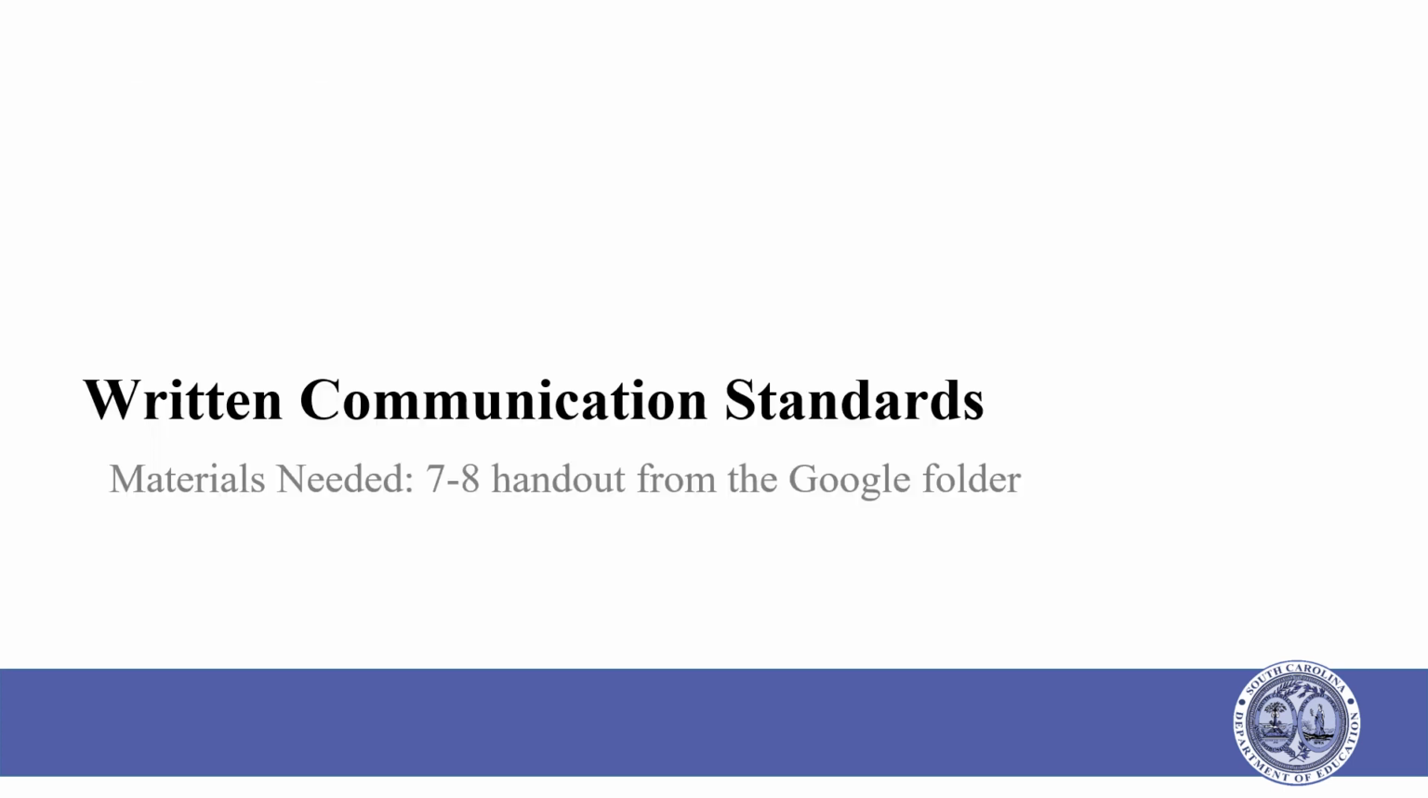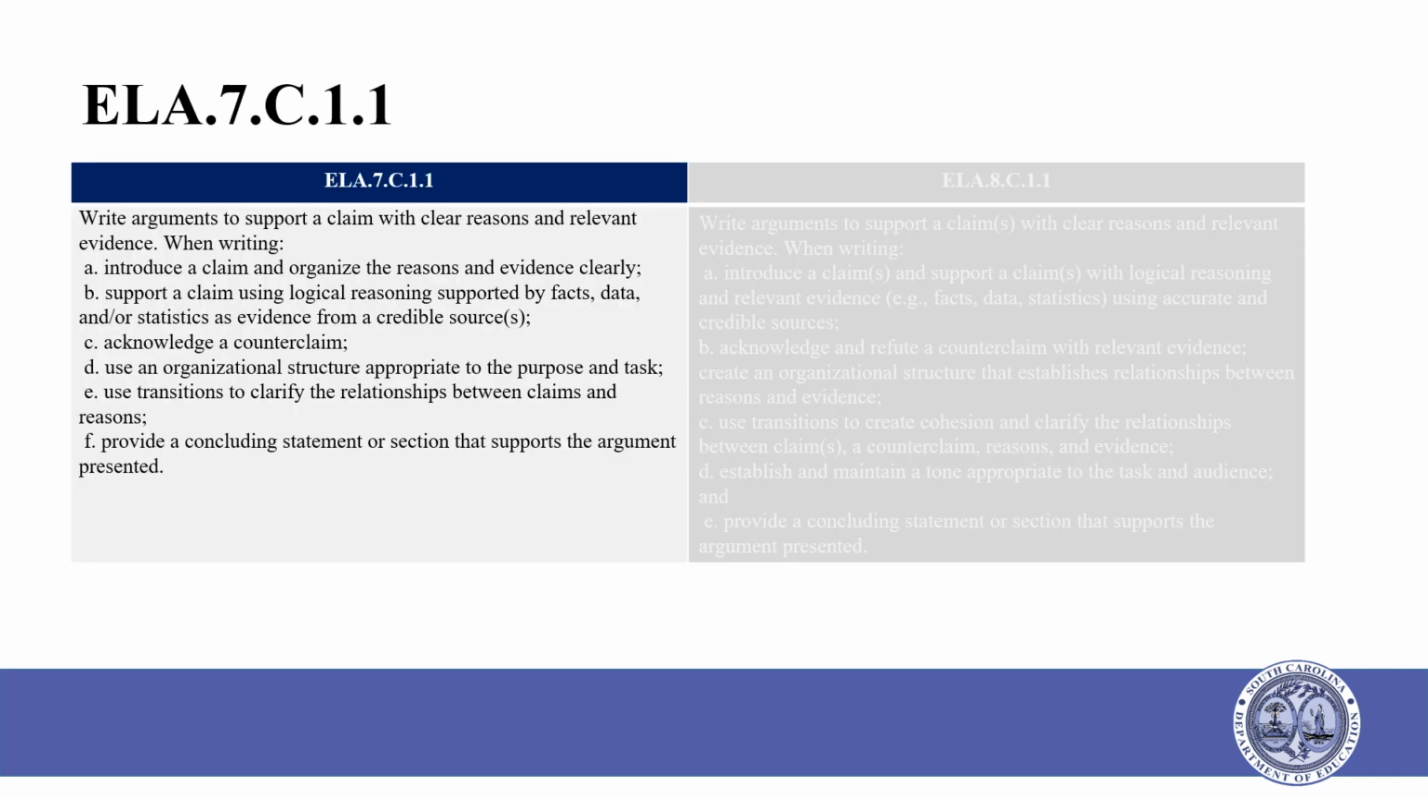Now we will look at the writing indicators for grades 7 and 8. Remember, there are two templates, one for argumentative writing and one for informative writing. We will begin with argumentative writing. Let's look at the 7-8 indicators for C.1.1 argumentative writing.